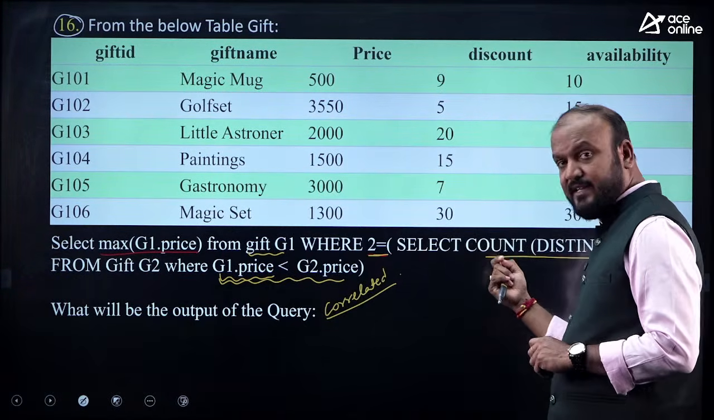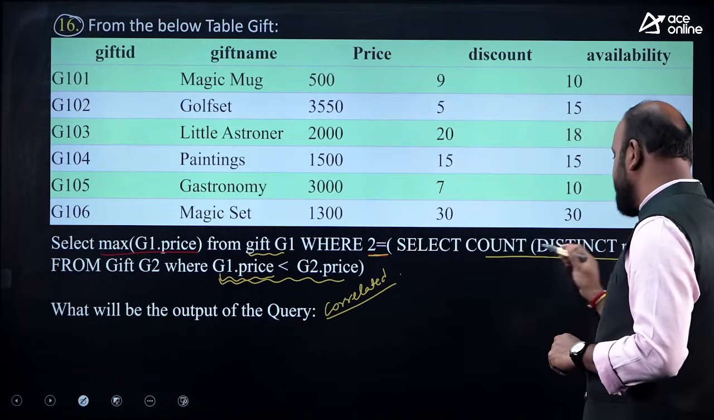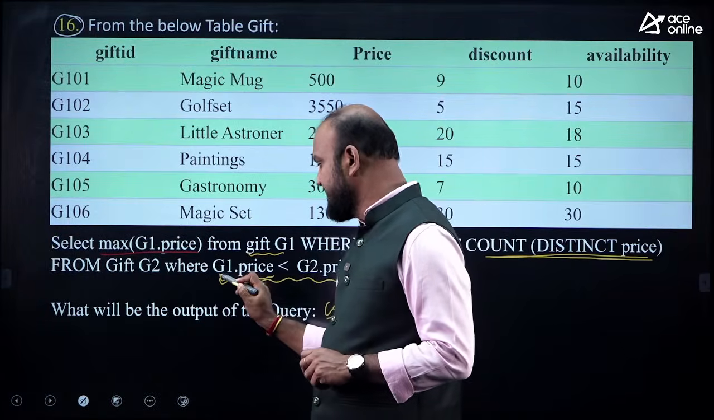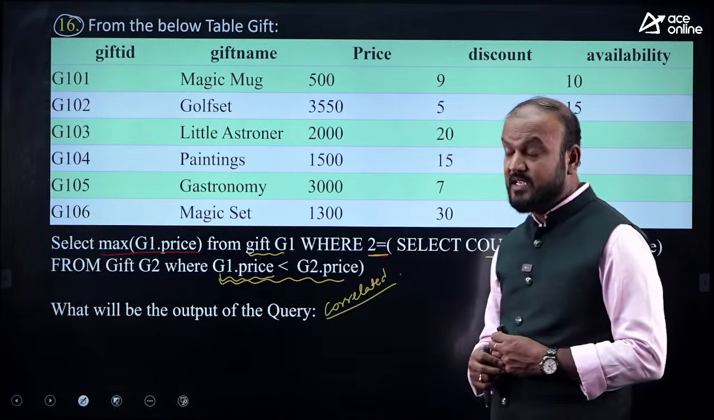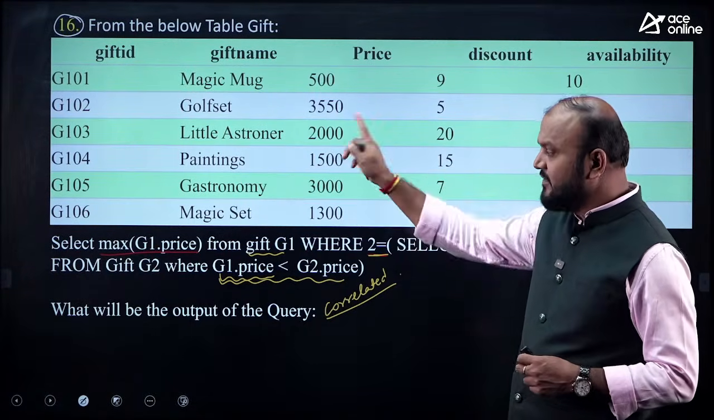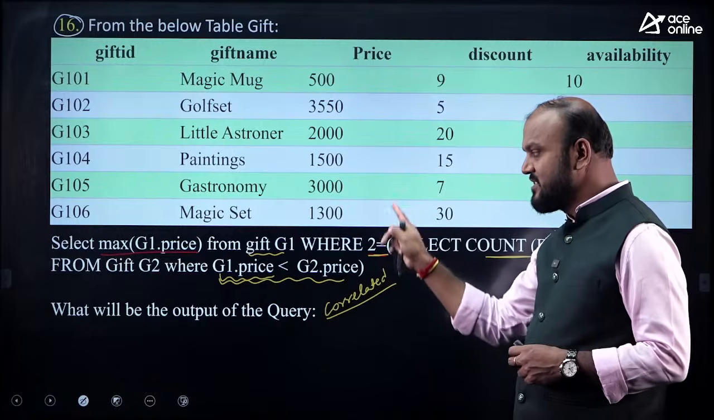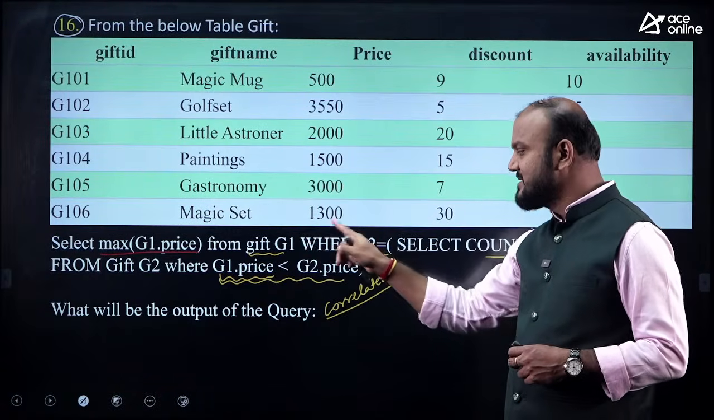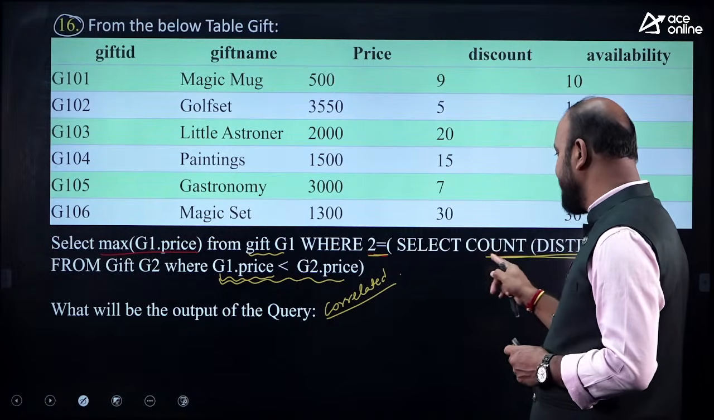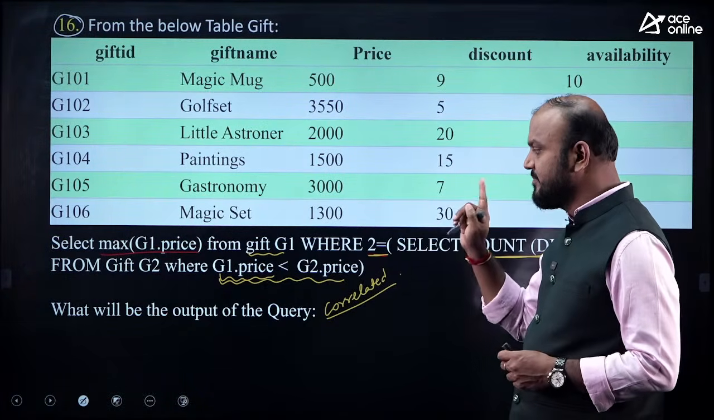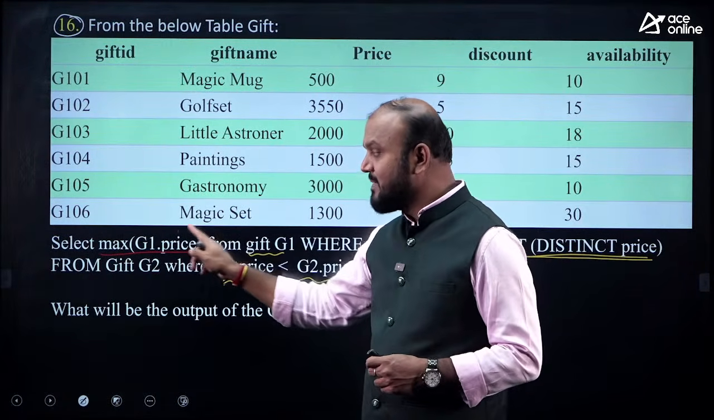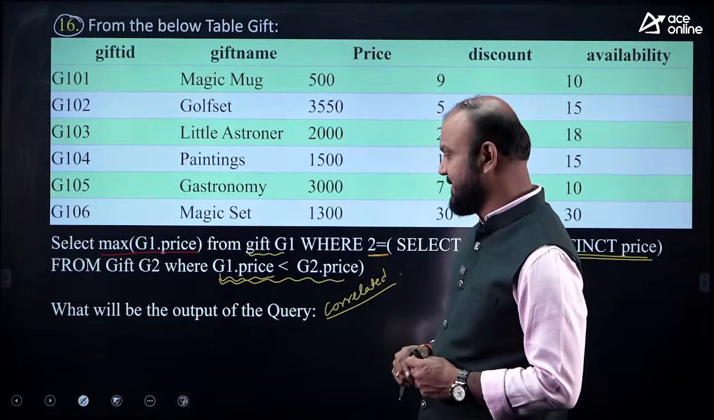What is it finding in the inner query? Select count of distinct prices from gift G2 where G1 price less than G2 price. So for the gift G1 in the outer query, what is the inner query checking? If that price is less than G2 price, that row in G2 is selected and the count is found. If that count is equal to 2, that gift is selected, and among those gifts, the maximum price is selected. Okay, we'll check in this way.